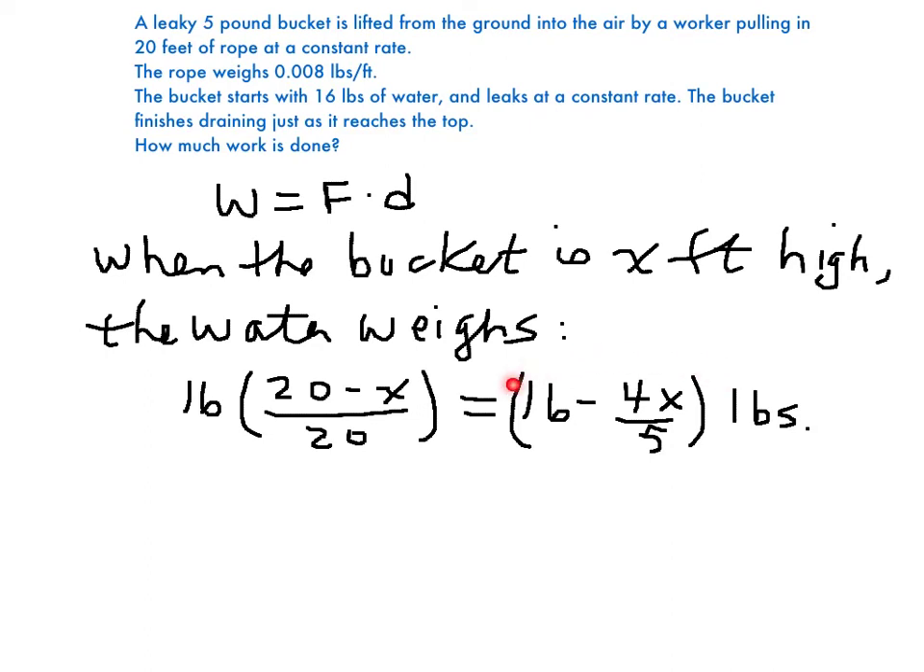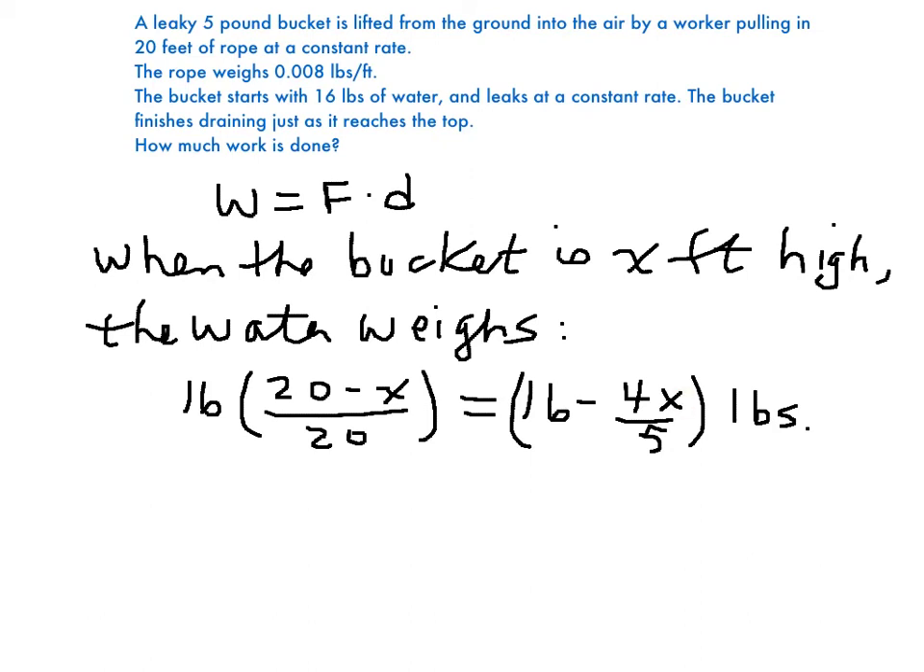If we look right here, if x is 0, in other words, the bucket hasn't even begun to be lifted yet, the water will weigh 16 pounds, which is what it was when we started. If x is 20, then 4 times 20 is 80, divided by 5 will be 16, and the total weight is 0. So this is a linear equation that describes the fact that it starts at 16, and after 20 feet, it's at 0.